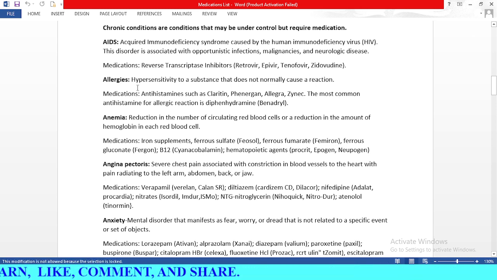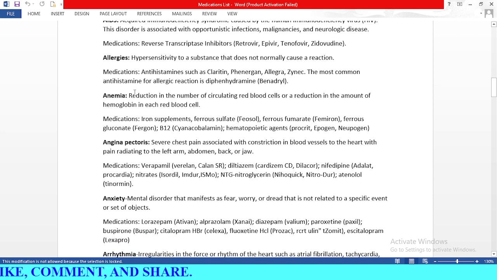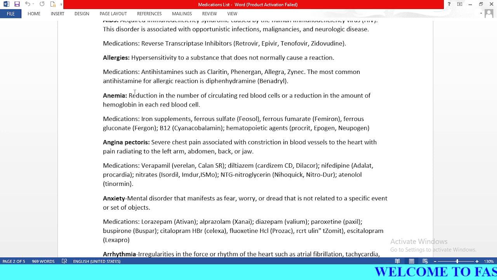The next one is allergies. Allergies are also chronic conditions. These are hypersensitivity to a substance that does not normally cause a reaction. Usually we will use antihistamines such as Claritin, Phenergan or Allegra for allergies.